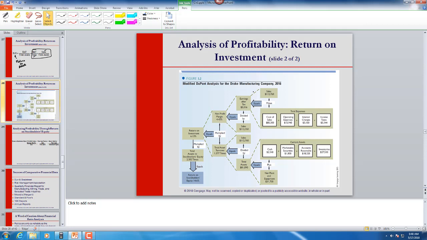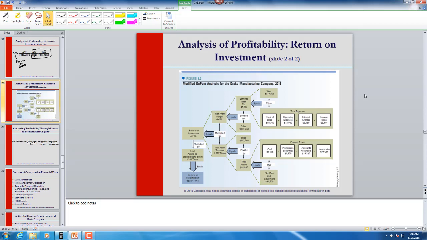Now this is called the DuPont analysis. This is a name for the DuPont company, which as you all know is one of the more popular companies. They came up with this analysis way back in the 1940s when they wanted to see how good they were compared to the rest of the industry.